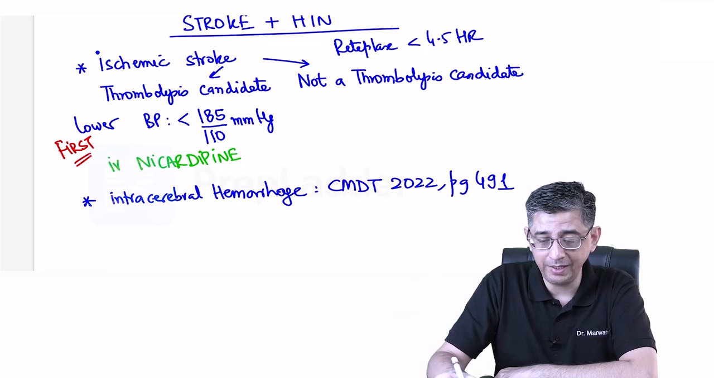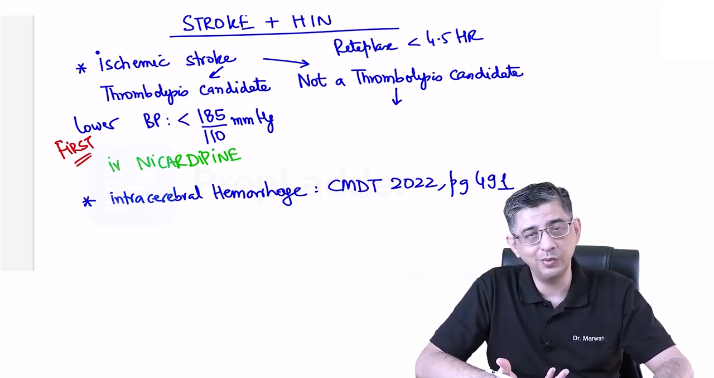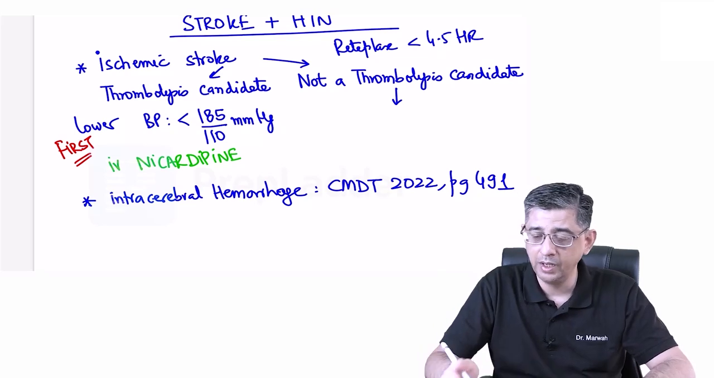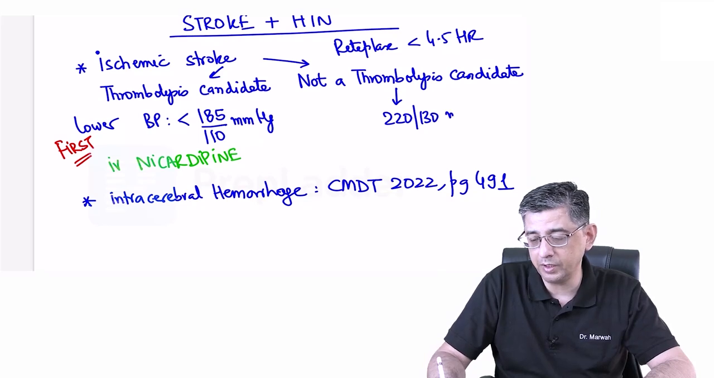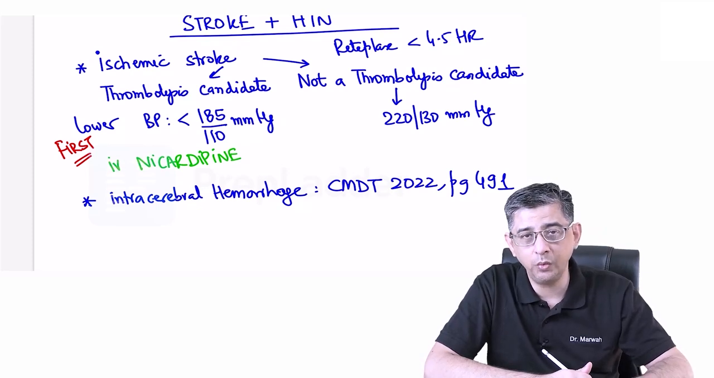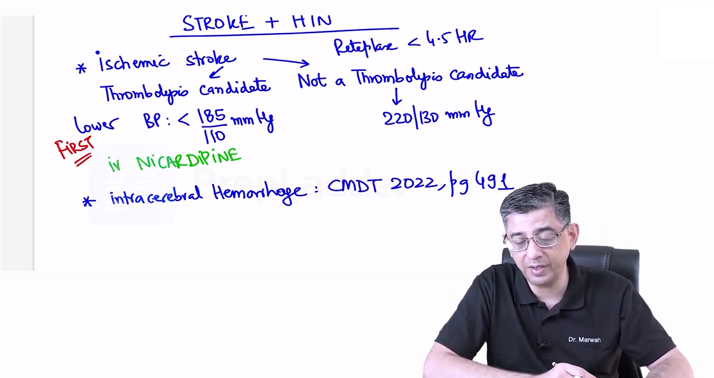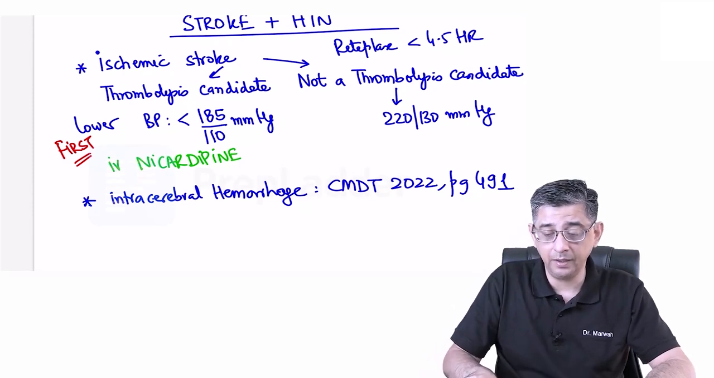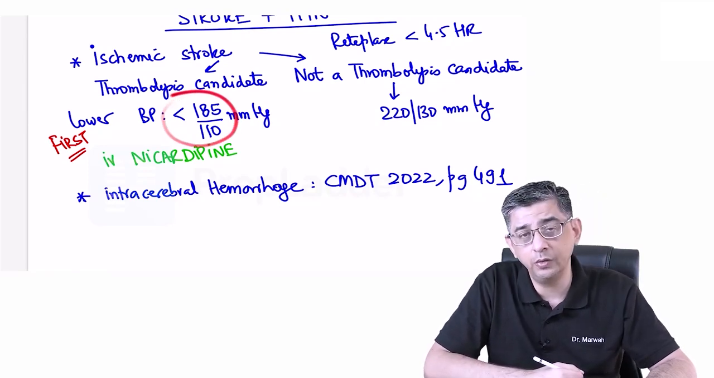If he is not a candidate for thrombolysis, now this is unlikely to be asked primarily because you see if person comes late anyway, nothing much can be done. It's only conservative management that would be required. Then the cutoff that is required is about 220 by 130 millimeter of mercury. You see in the CMDT reference it was 220 by 125, though I wrote 220 by 130. So these minor variations can definitely be present in different references, but the more important agenda here is to get this mathematical value right.